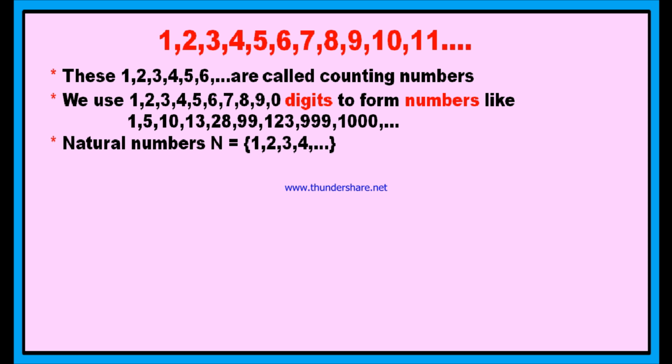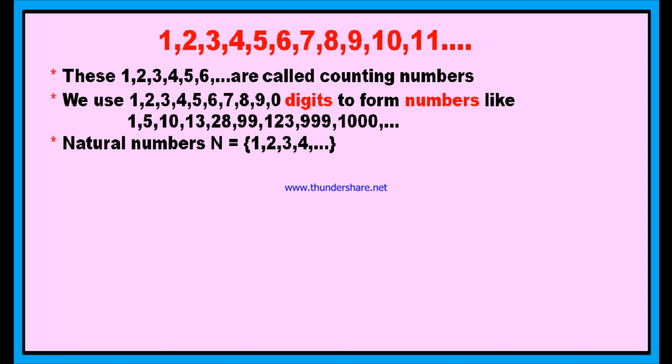Now, the difference between any two successive natural numbers is always 1. And again, if you add 1 to a preceding natural number, you will get the next natural number. For example, if you add 1 to 1, you will get 2. If you add 1 to 2, you will get 3. If you add 1 to 3, you will get 4. If you add 1 to 4, you will get 5. And so on, you can write all these natural numbers.